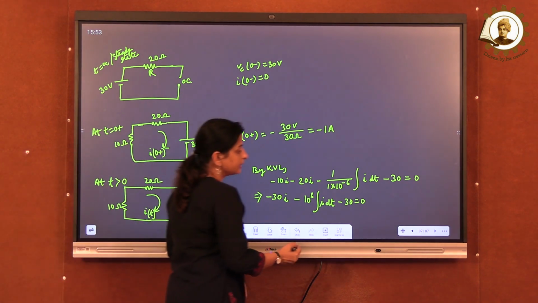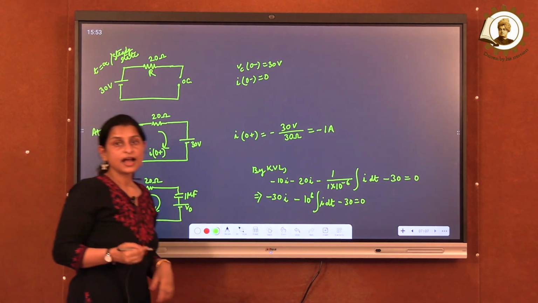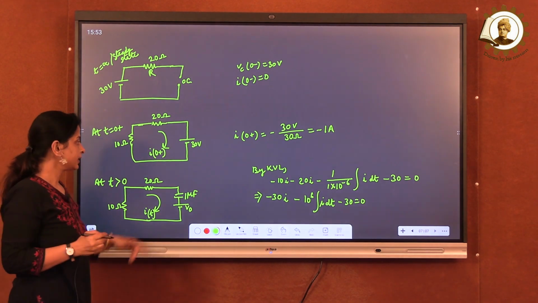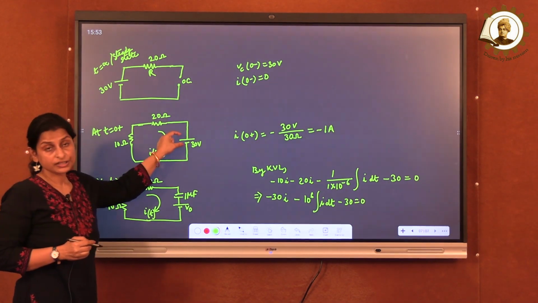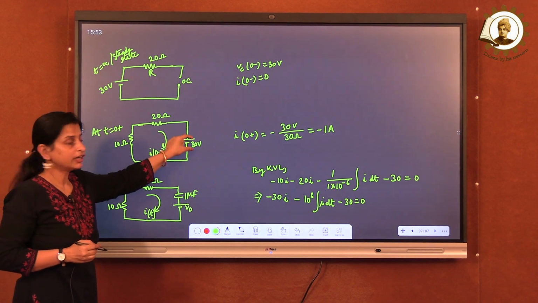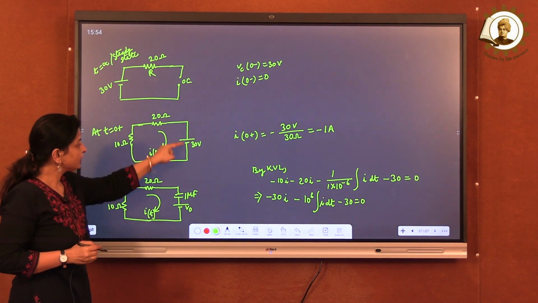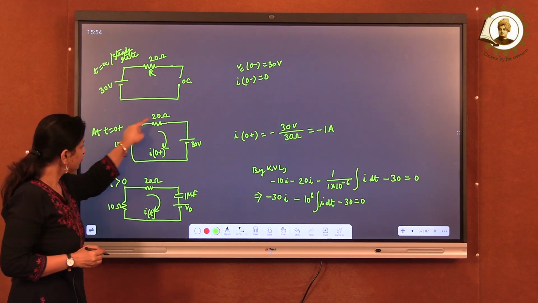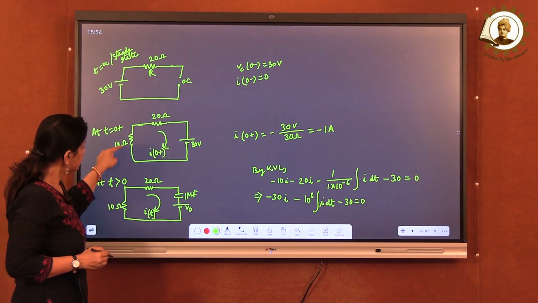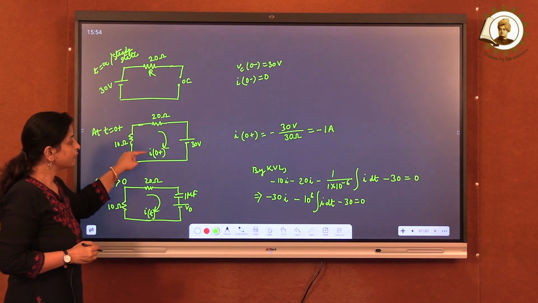We have seen that at t equal to 0 plus, the capacitor is short circuited, and apart from that we have a source voltage V0 of 30 volt. So in this part we have only the source voltage of 30 volt. Now this 30 volt will be applied across these resistors. So now we can find the current.